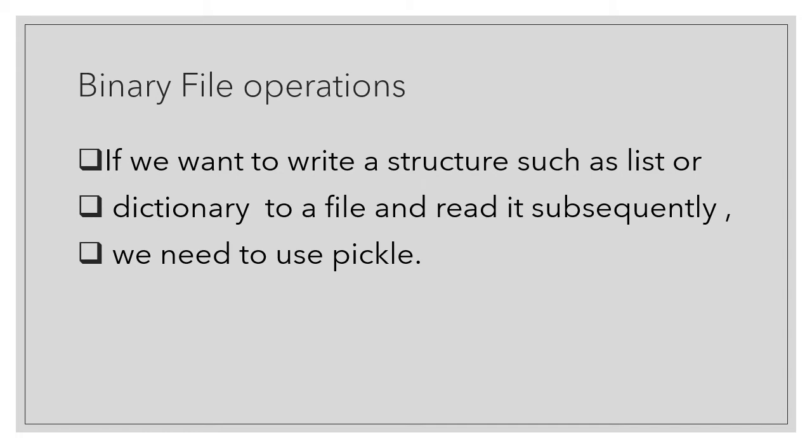So binary file operations means what? We have some idea about what is binary. A binary file is one which humans cannot understand, only the computer can understand. If we wish to write a structure, for example a list or dictionary, into a file, we have to make it clear what a list and a dictionary are. And then we need to use the Python module pickle. So here we are using a new term called pickle, a module from the library that we are going to import.